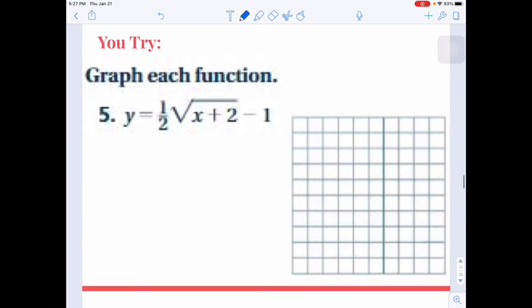And now I would like you to try number 5, graph y equals 1/2 times the square root of x plus 2 minus 1.